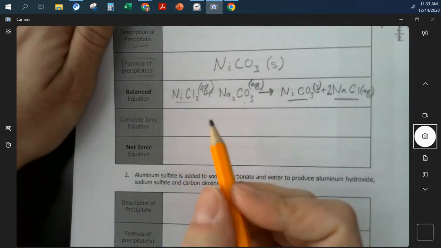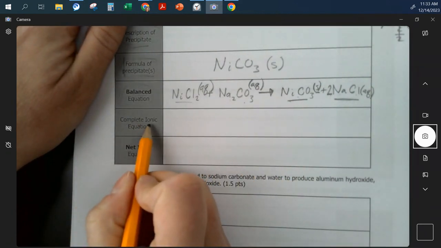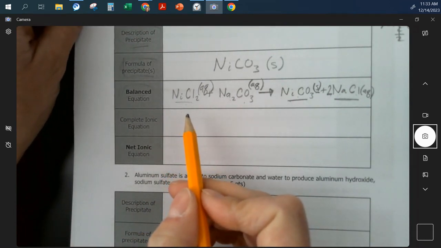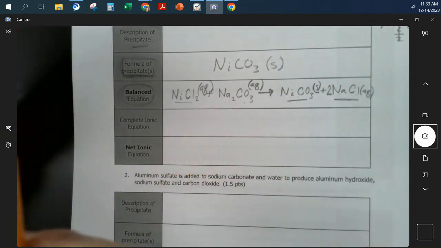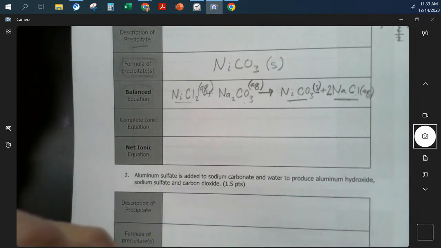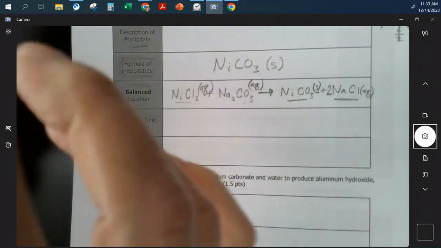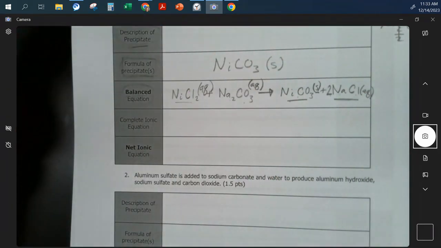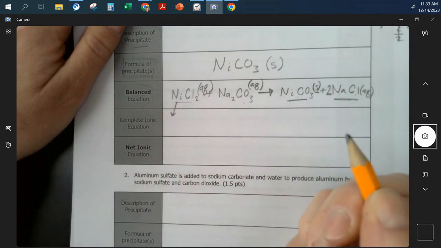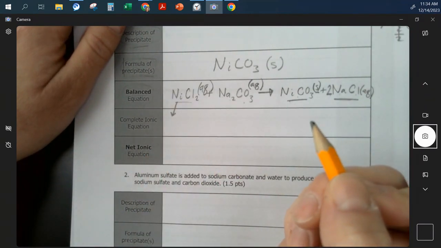Okay. The next thing that we do is the complete ionic equation. Anything that's dissolved in water, anything that's in the aqueous phase, we're going to break into its ions, because that's how it really is in the solution. It's not a solid, it's not together, it's in its ionic pieces. Okay? So what would our ion be for nickel?